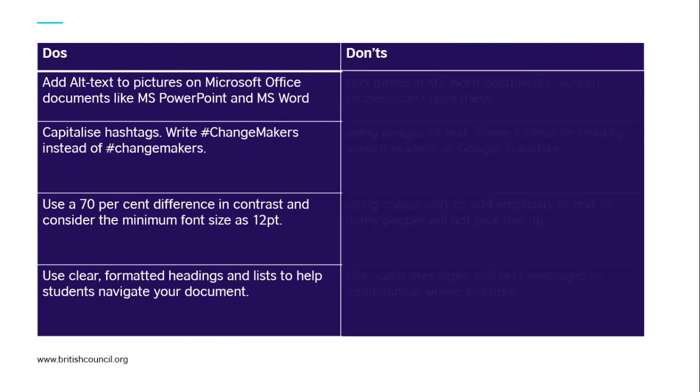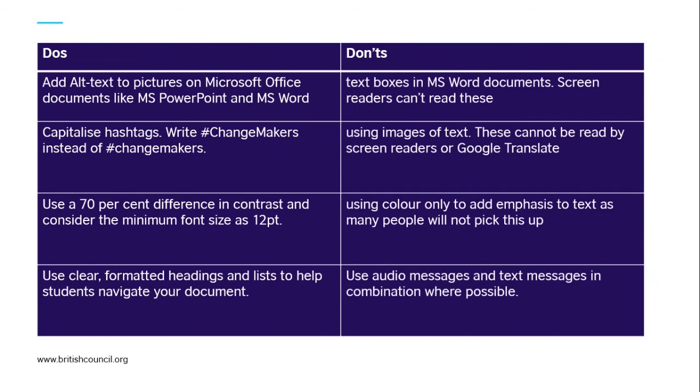No problem with that. What about the don'ts? Don't use text boxes because screen readers can't read these. So people who are visually impaired and depend on screen readers will struggle reading the text boxes. Don't use images of a text. Don't take screenshots of a text and use it as an image, because again, screen readers wouldn't read that. Also, Google Translate wouldn't translate a picture.